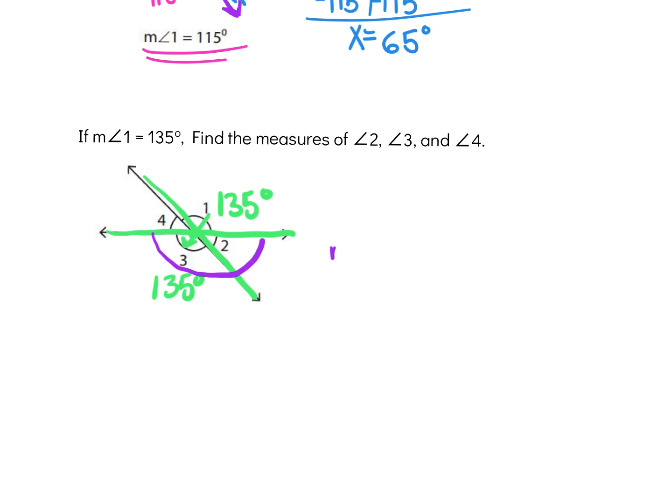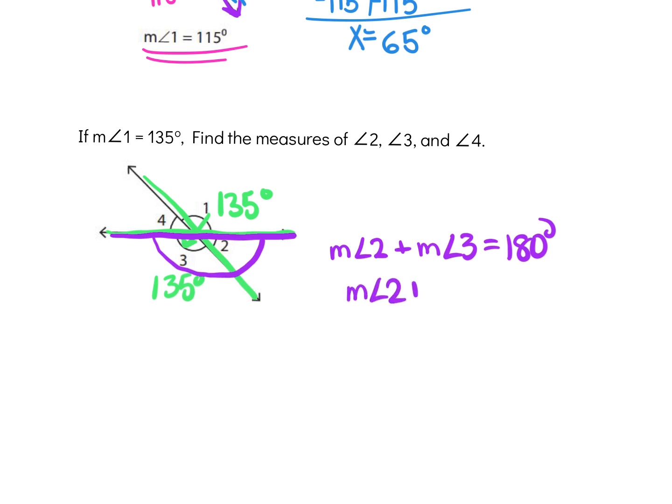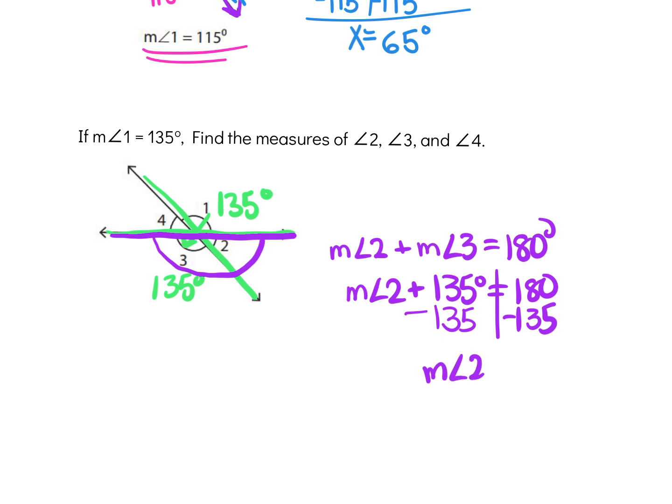So we know that the measure of angle 2 plus the measure of angle 3 is going to equal 180 degrees, and that's because it forms this straight line right here. We know the measure of angle 3 is 135, so we can use algebra to solve here. We're going to subtract 135 from both sides, and we end up getting the measure of angle 2 to be 45 degrees. And if this angle is 45 degrees, then we know that 4 is also 45 degrees.